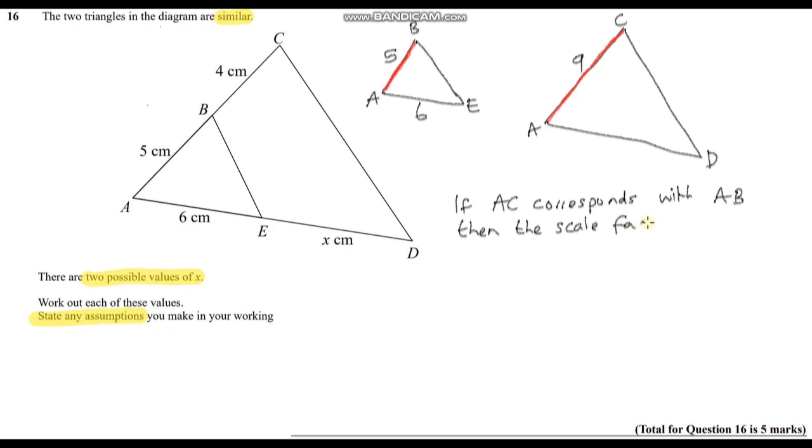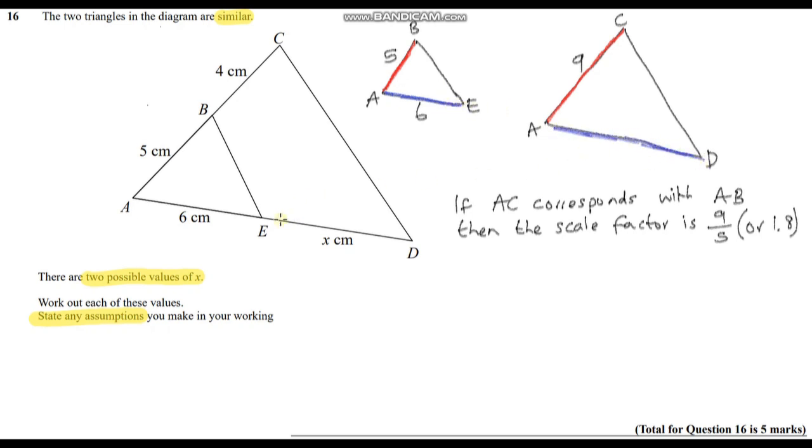And the scale factor is, well, it's going to be 9 divided by 5. So how many times bigger is AC compared with AB? It's 9 over 5, or 9 divided by 5 is 1.8. Okay, so if these two sides correspond with each other, then we know that the lengths of all of these sides in this triangle are 1.8 times bigger than all of these sides. So if these two correspond with each other, then these two correspond with each other.